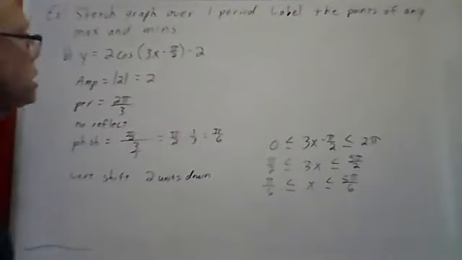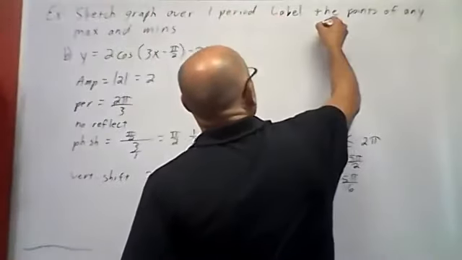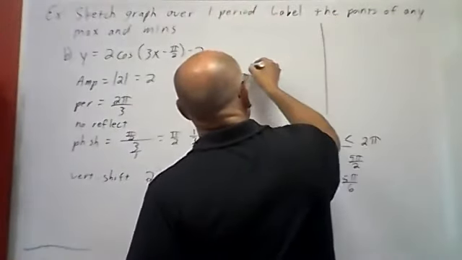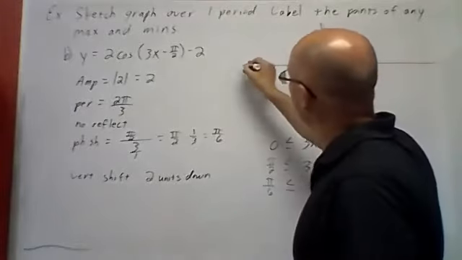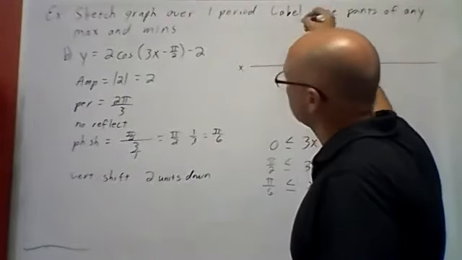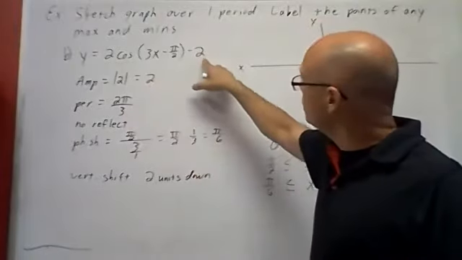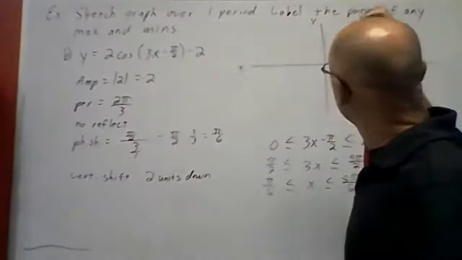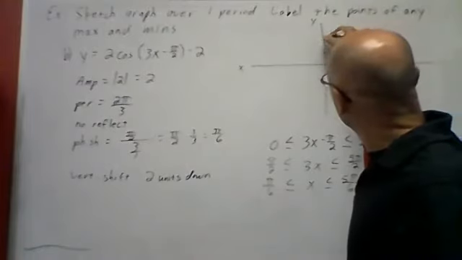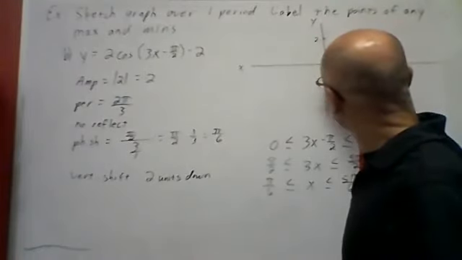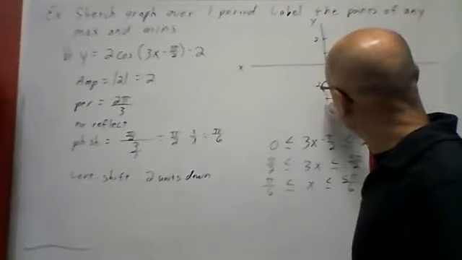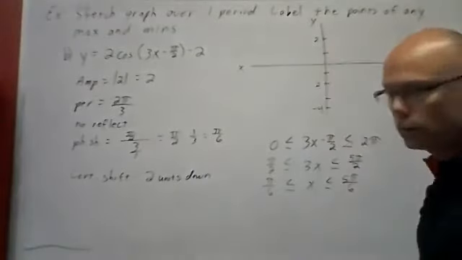All right, let's see. I need to draw me a coordinate plane here. X-axis, y-axis. Now, what's my amplitude? 2, right? But then I'm going to shift 2 units down, so I need to consider that. Here's 2. Here's -2. Let me go down to -4 since I'm going to have to shift 2 units down.